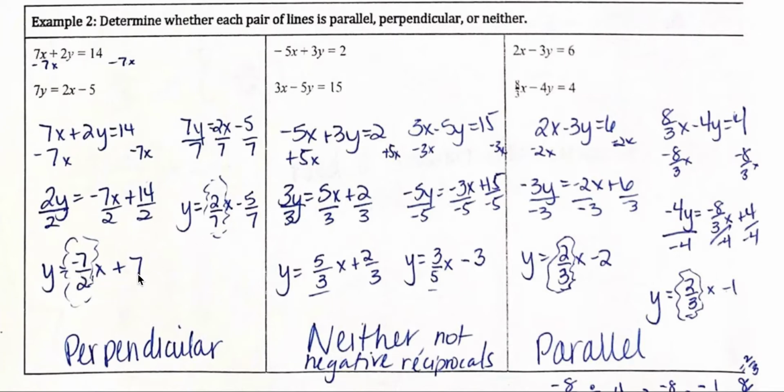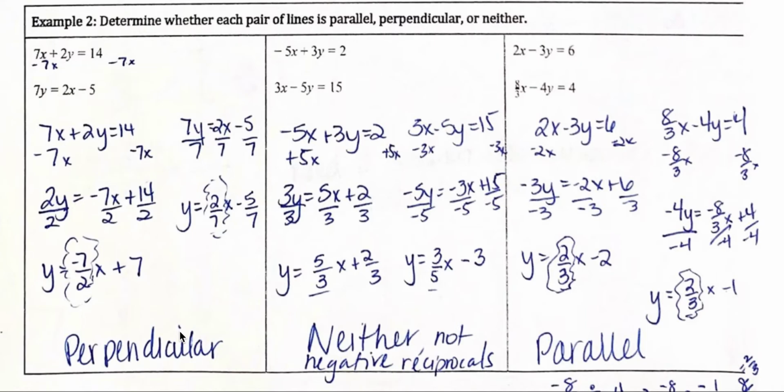So you're going to compare these two slopes. This slope is a negative 7 halves. The other slope is a positive 2 sevenths. So they're opposite signs. That meets part of the criteria we need. And they're also reciprocals. So therefore, these two lines are perpendicular.